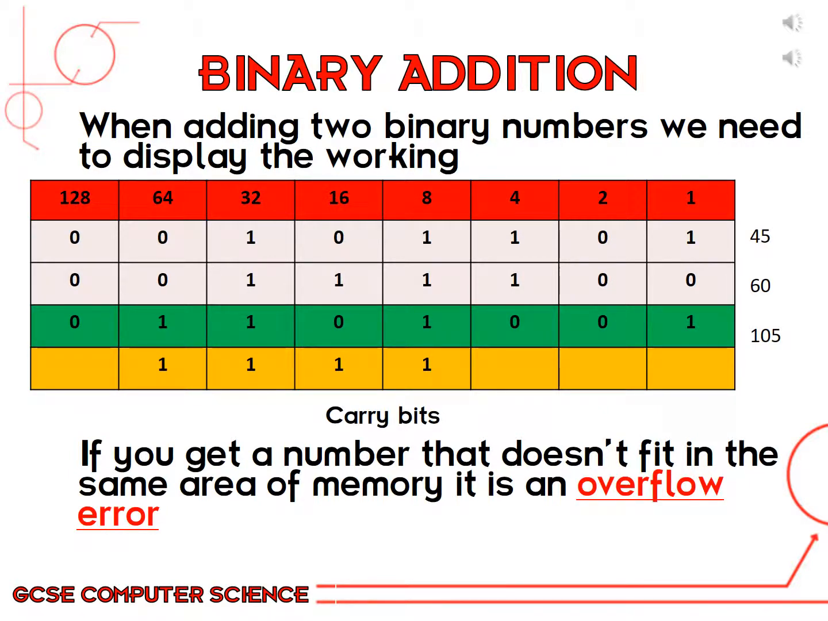If you ever get an answer where the carry bits float over, so if I had a 1 in the carry bits section under the 128, that would mean that I was going to have an extra 1 on the other side. If you ever get 1 plus 1 to make 2, you're going to have to move a carry bit across. That means it's not going to fit in one byte anymore. This is called an overflow error.